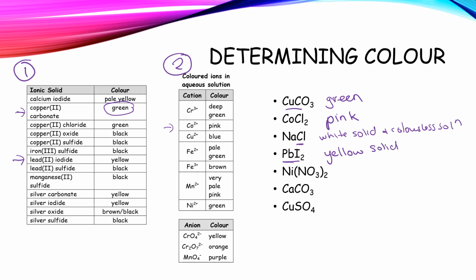Next one, nickel nitrate. I go down my exception list. There's no nickel there. So I go down my coloured ions in solution list and there's nickel. So this will be a green solid and a green solution.